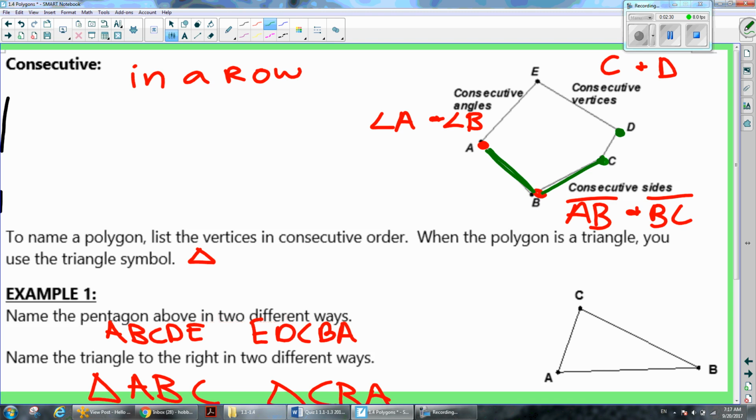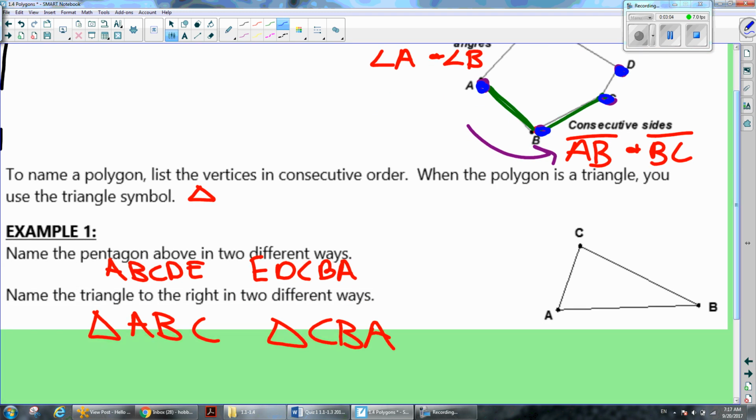So if we look at this pentagon, going in consecutive order, we could call it A, B, C, D, E. That time we went counterclockwise. Or you could pick any other point, say E, and then going clockwise, E, D, C, B, A. And then we want to name the triangle to the right in two different ways. So pick a point to start. You can name it triangle ABC or triangle CBA, and here it's super important that we use that triangle symbol.